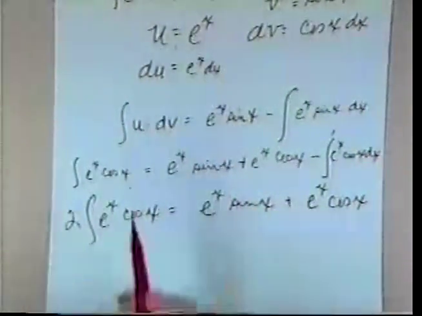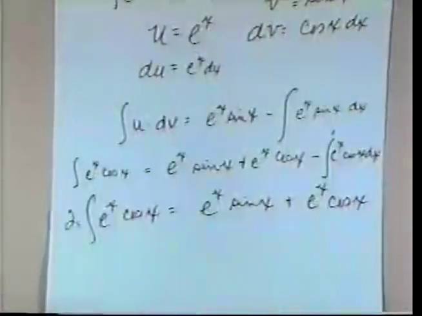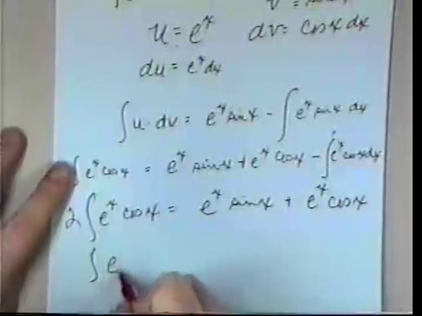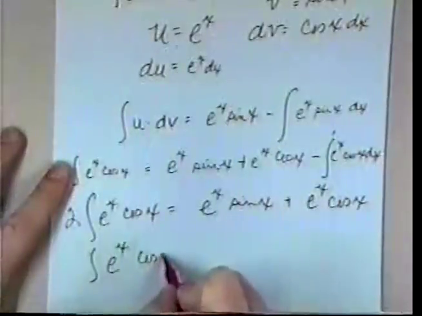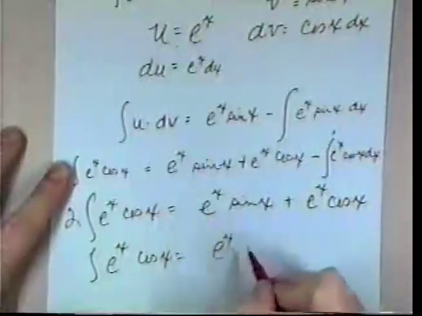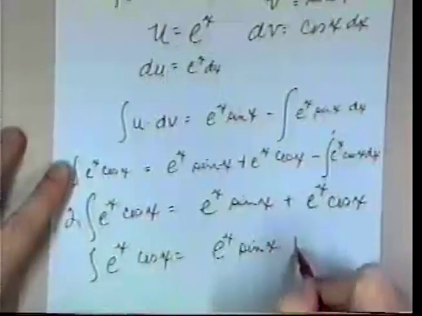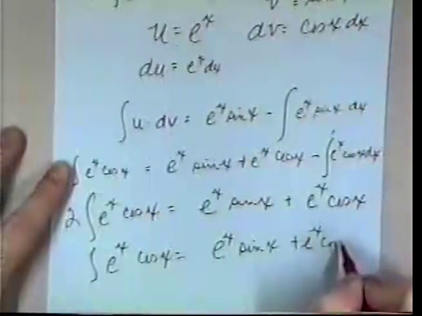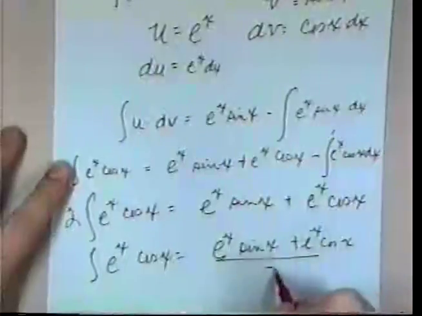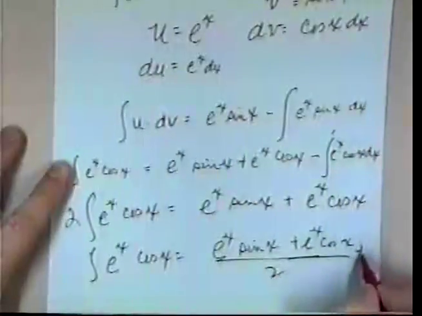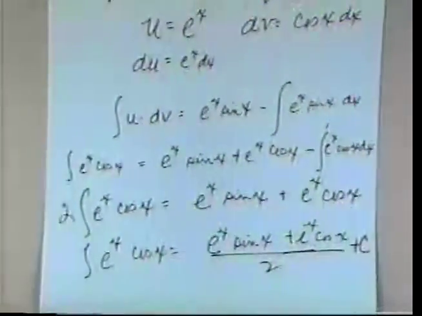And now I can find this just by dividing both sides by 2. So I can get e to the x cosine x is equal to e to the x sine x plus e to the x cosine x all over 2. And of course you're sitting there waiting for me to forget my plus C.